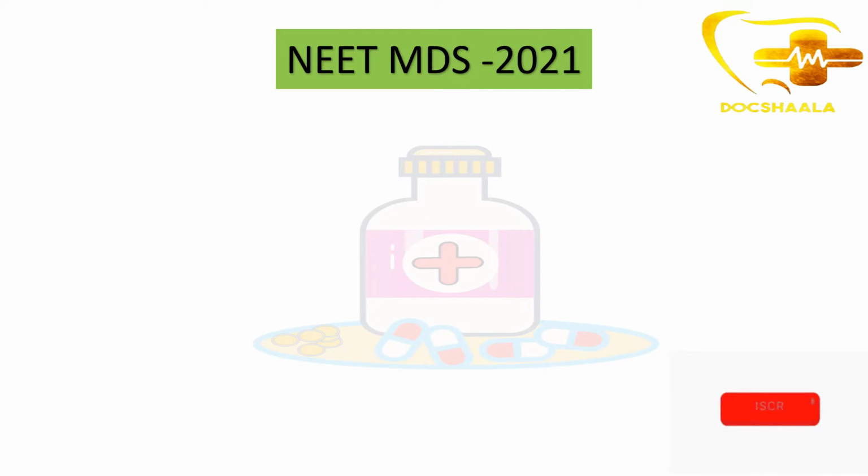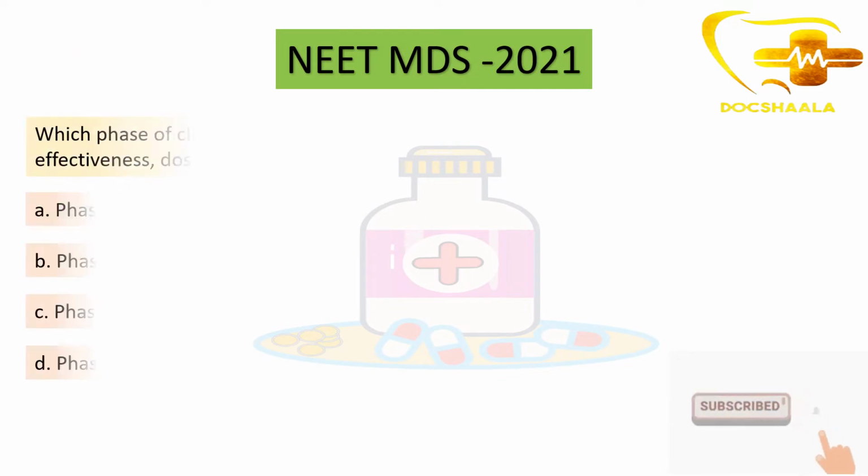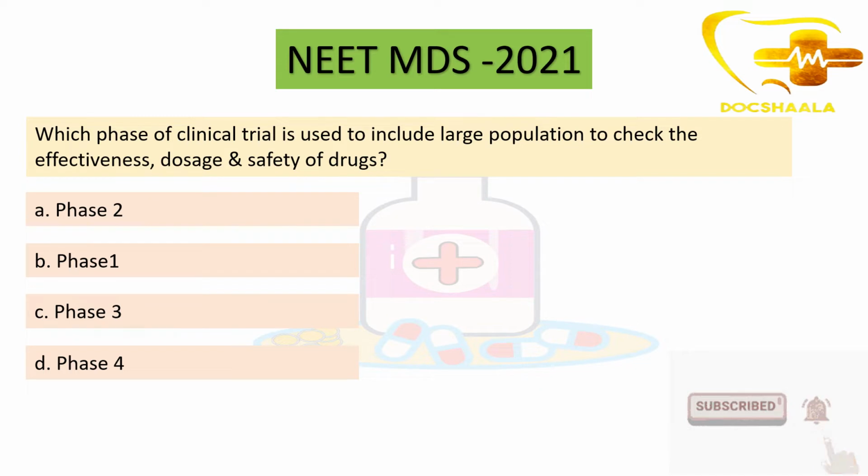The question asked in NEET MDS 2021 was: which phase of clinical trial is used to include a large population to check the effectiveness, dosage and safety of drugs? The options were phase 2, phase 1, phase 3 and phase 4. Let us see all the clinical phases that we have and what they signify, and then we can come to a conclusion and find an answer for this question.